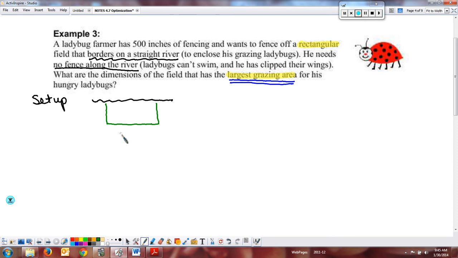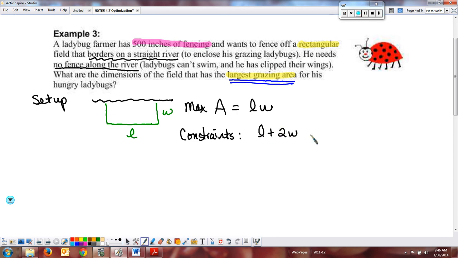And we're looking for dimensions of the field, so we can do length and width again. Our area formula, just as before, is area equals length times width, and we are maximizing. We take a look for our constraints. Is there anything that we know about the fencing that we have? We have 500 inches of fencing. So that's our constraint that we're going to be looking at. So with L, the fencing is going all the way around here, so I have L plus 2 of the width has to equal that 500. That's the constraint that we're going to be looking at.